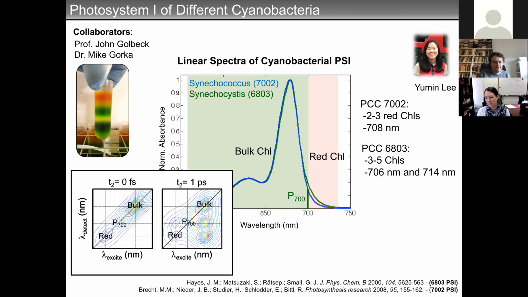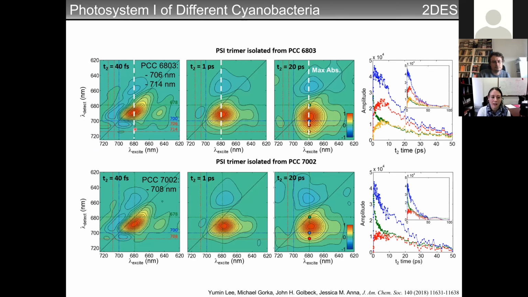So we have photosystem 1 with more red chlorophyll on the top, photosystem 1 with less red chlorophyll on the bottom. And I'm plotting the excitation axis here and the detection axis here. And in the corners, I denote the waiting time. All right, so to interpret the spectra, I'm going to draw lines. Here's excitation of the bulk antenna. Here's detection at P700, and this would be detection at the red chlorophylls.